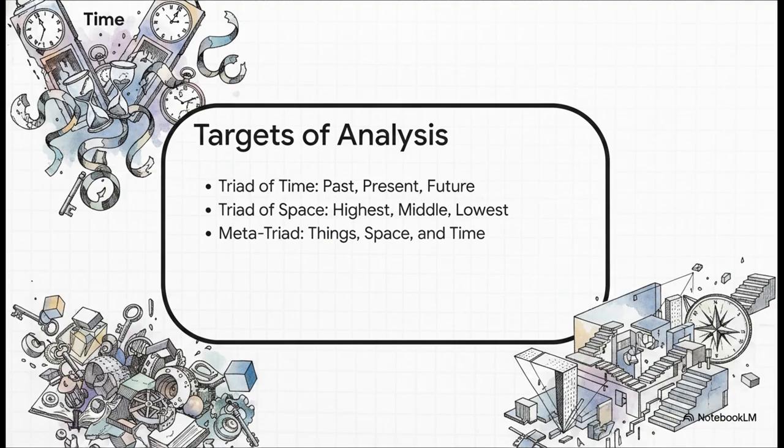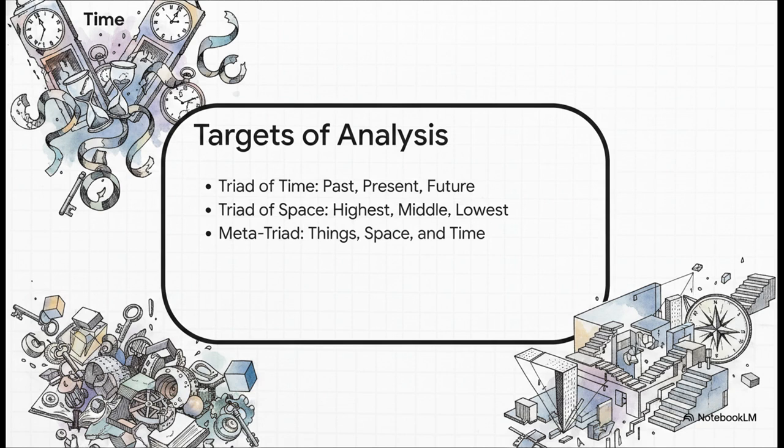Step 1 of our analytical engine means we really need to meticulously identify our targets. What exactly are we deconstructing? We are looking at 3 specific triads that essentially make up our conventional model of reality. First is the triad of time, which we naturally categorize as past, present, and future. Second is a triad of space, defined by coordinates like highest, middle, and lowest. And finally, the foundational metatriad of thing, space, and time.